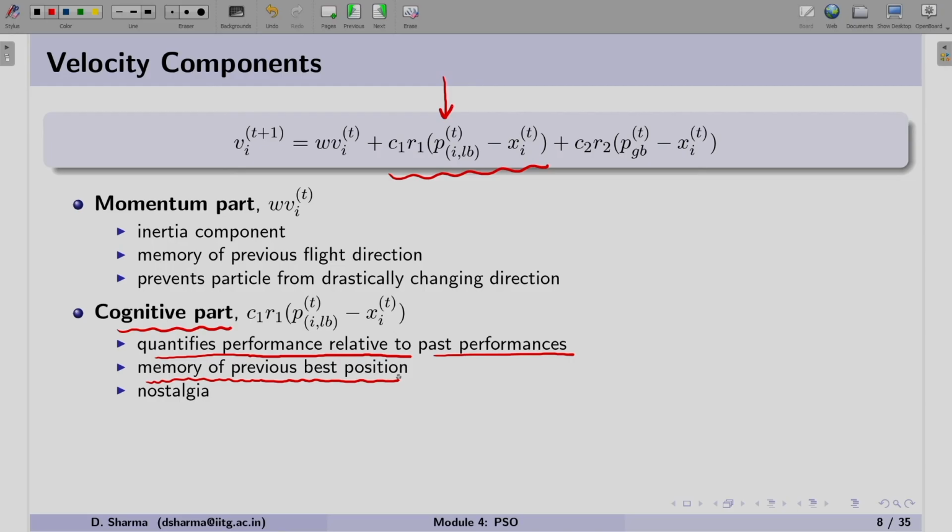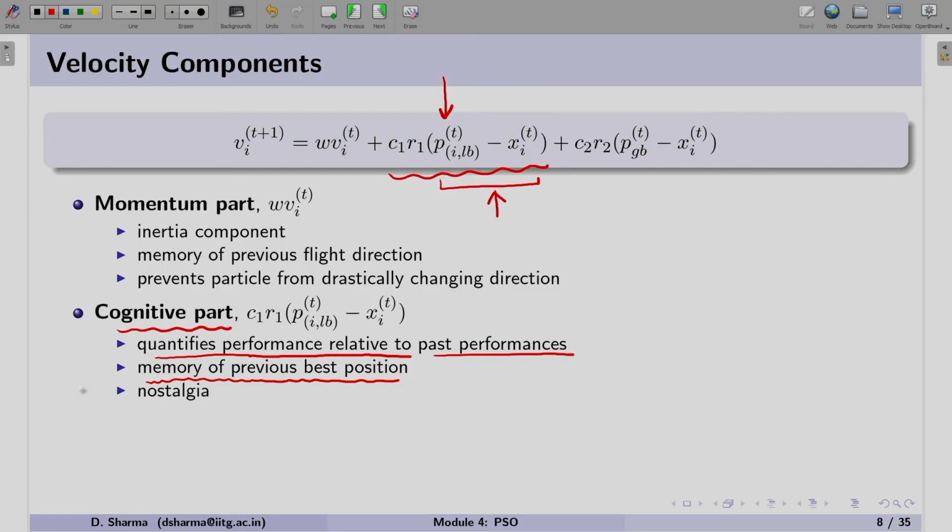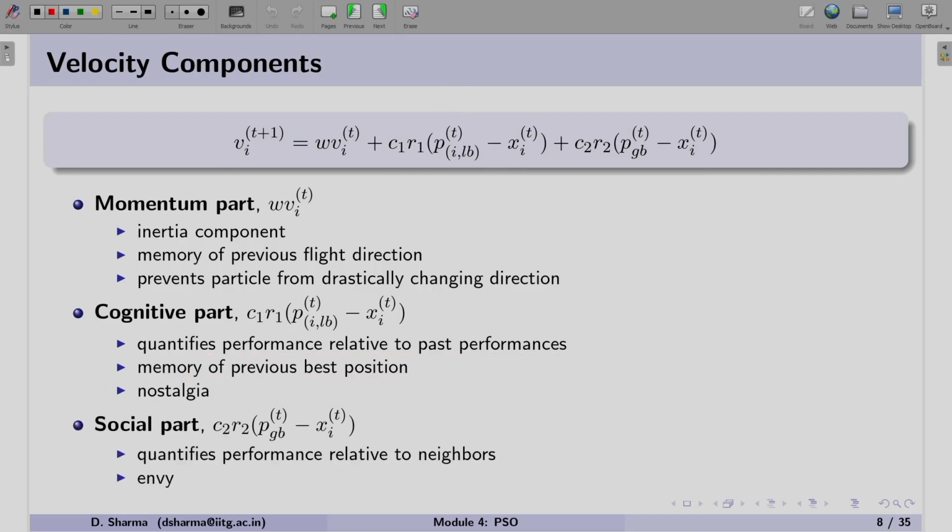Now, as you look into the difference part, what we are doing is we are subtracting the two vectors. So, in a way we are saying how far the current position is from the local best of the particle i, and this particular component is also referred to as nostalgia, because we already know what the local best of the particle is. Now, coming to the third part.